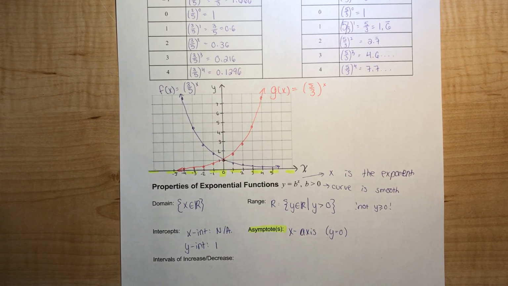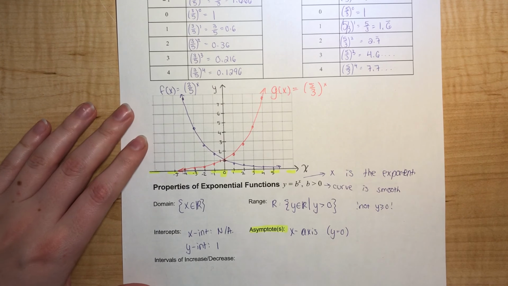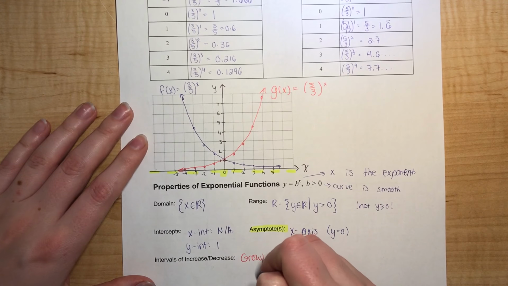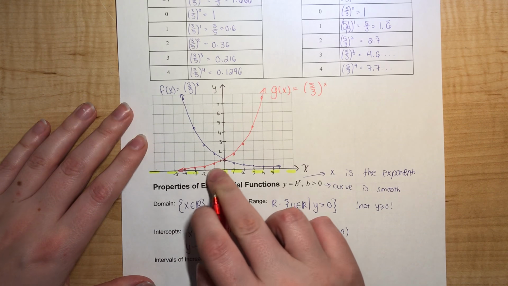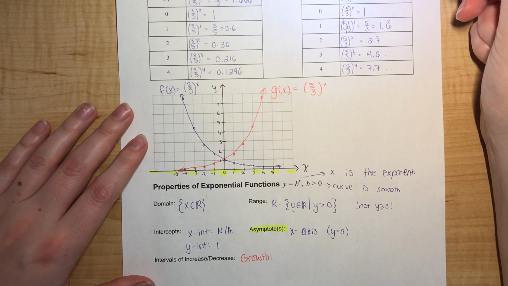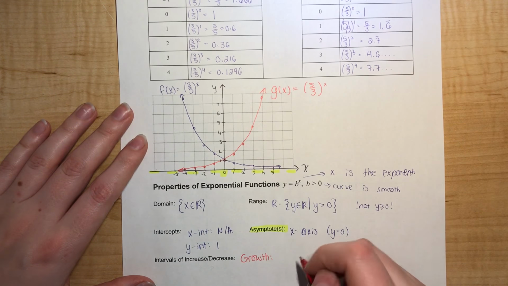Okay, so our graph is coming in towards that asymptote. Now, the intervals of increase and decrease, that's going to be different depending on if it's exponential growth or if it's exponential decay. So our red graph was growth, and that graph is always increasing. We go from really small values, and every step forward here is increasing.